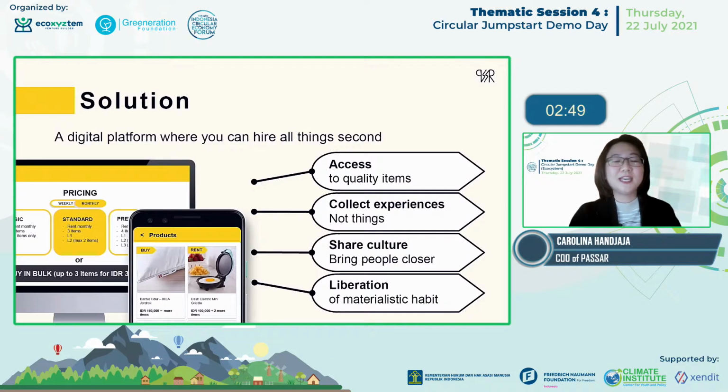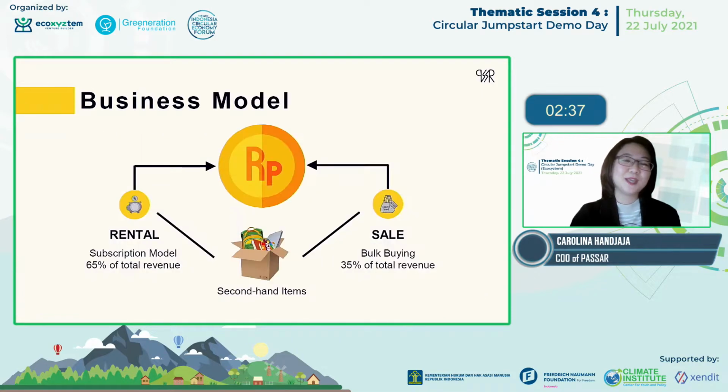Introducing Pasar. We provide channels for people to give a new home for their possessions with a goal to prolong the lifespan and value of items and delay them as long as possible from hitting the landfill. In our business model, we acquire pre-owned goods from individuals, groups, or organizations. Then we put those goods up for rental and sale. 65% of our total revenue will be from the rental through a subscription model with a tiered fee structure.